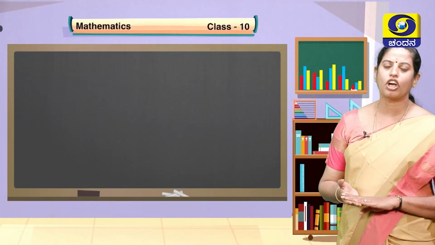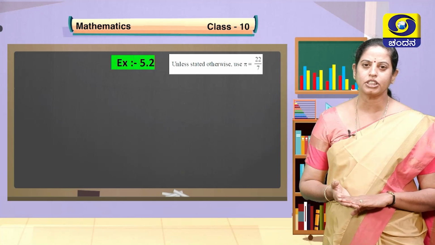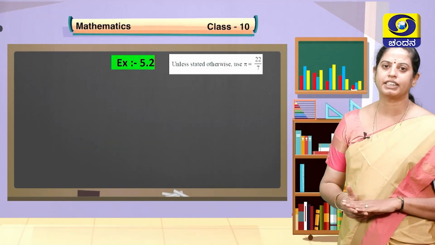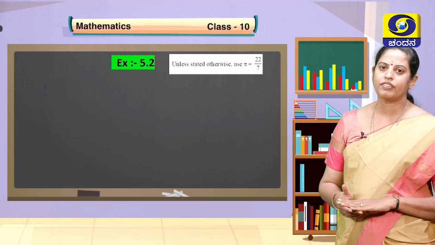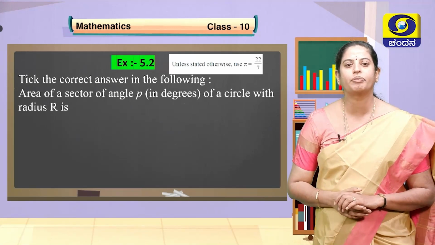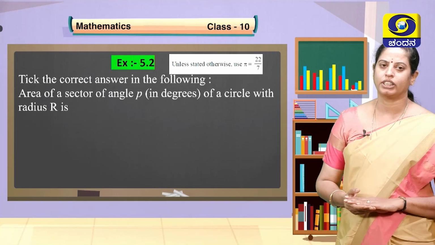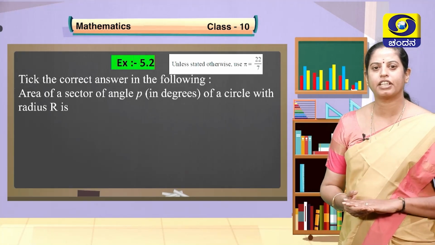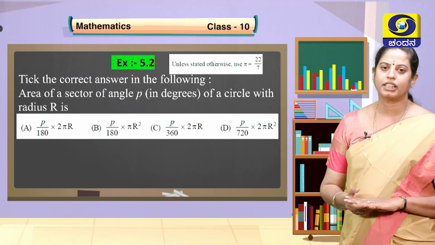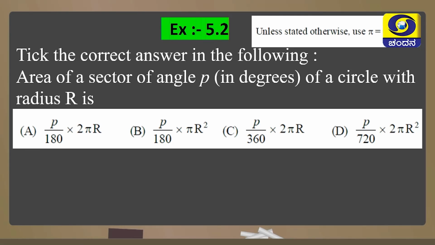So, let us solve a few more problems from exercise 5.2. There is an instruction, unless stated otherwise use pi equals 22 by 7. Here we have to use the value of pi as 22 by 7. So, the question is, tick the correct answer in the following. Area of a sector of angle P, here the angle is denoted by P instead of theta, of a circle with radius R, the radius is mentioned as capital R.